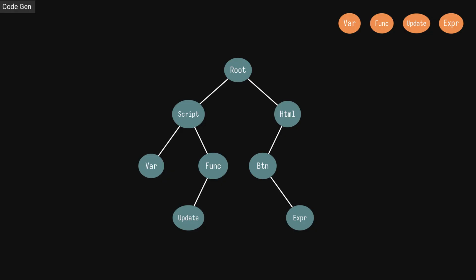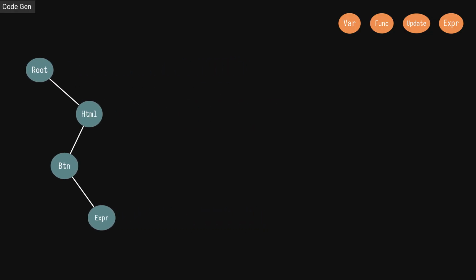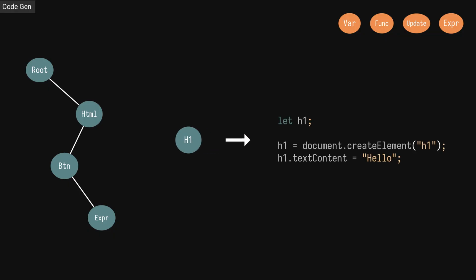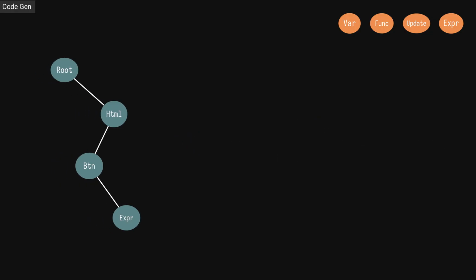Let's take a look at how it creates the template first. Say you have an H1 element. Svelte will look at it and will generate a JavaScript instruction that looks like this. It will define a variable for that element, create that element using the createElement function from the document, and finally set its text content. Svelte will do this for all of the nodes in the template.